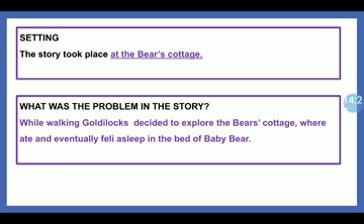Then we're going to be looking at what was the problem in the story. And yes, there are similar features to our story map, but it's not exactly a story map. So, while walking, Goldilocks decided to explore the bears' cottage, where she ate and eventually fell asleep in the bed of Baby Bear.